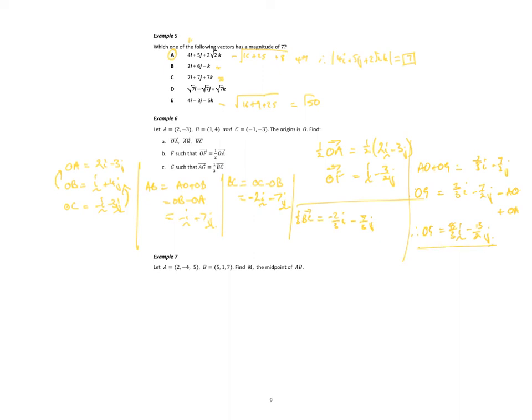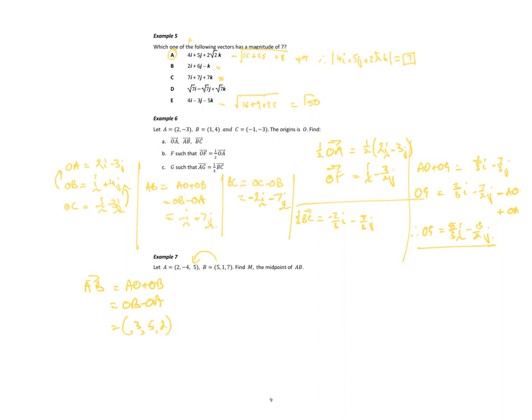All right, next example. So we've got two vectors, A and B. Find M, the midpoint of AB. So we'll just approach it slightly differently. AB is in fact AO plus OB, OB minus OA. So we might just do the vector sum. So it's OB minus OA. So 5 minus 2, which is 3. 1 minus 4, which is negative 5. 7 minus 5, which is 2. So there's the vector AB.